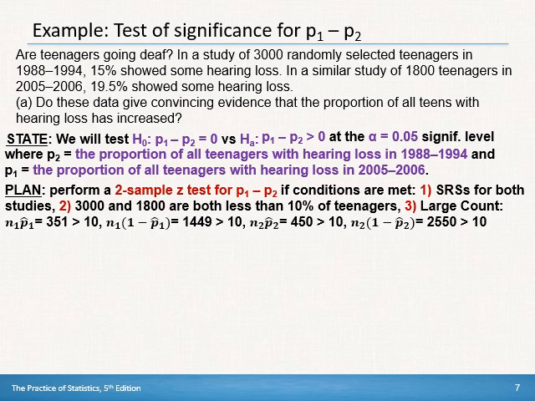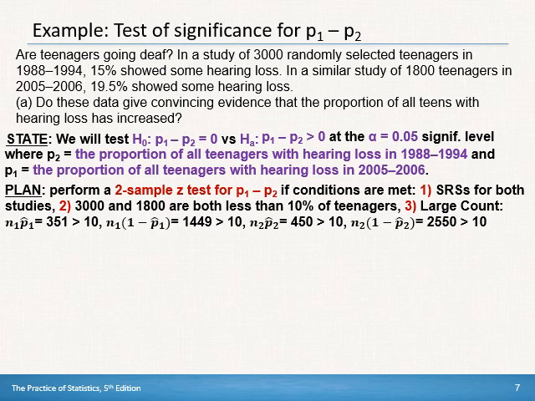SRSs for both studies were done. So, notice I'm doing plural there. 3,000 and 1,800 are both less than 10% of the teenagers that were involved. So those were the sample sizes in both studies, and we can assume that those are less than 10% of all teenagers. So there were more than 30,000 in the one time frame and more than 18,000 in the other time frame. All right, and large count conditions, be careful. Make sure that you're using your p hat sub 1 as the right one and p hat sub 2 as the right one from the studies up above. You can see all of those are greater than 10. So we know our sampling distribution of the difference in p hats will be approximately normal.